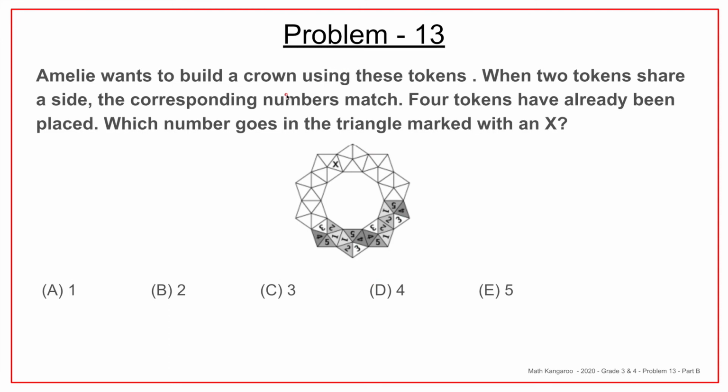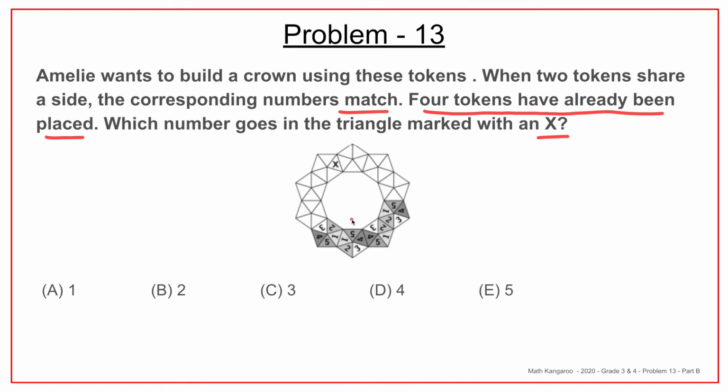Problem 13. Emily wants to build a crown using these tokens. When 2 tokens share a side, the corresponding numbers match. 4 tokens have already been placed. Which number goes in the triangle marked with an X? So we have to find out what the number X is in here.